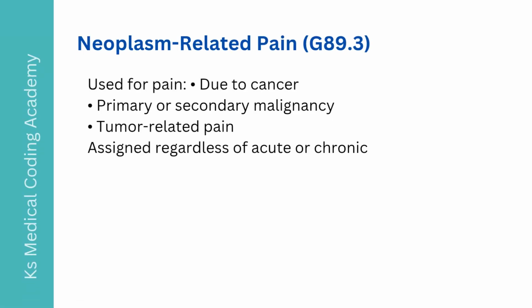Neoplasm-related pain, G89.3. Code G89.3 is used for pain due to cancer, due to primary or secondary malignancy, or due to tumor. This code applies regardless of acute or chronic status.